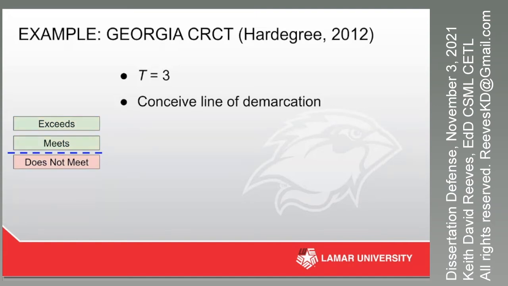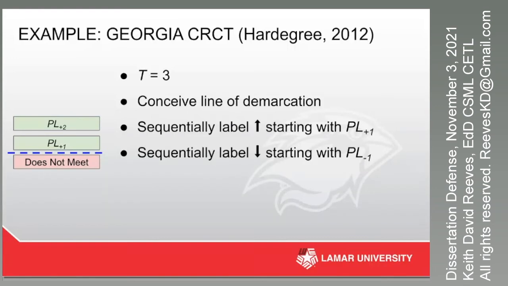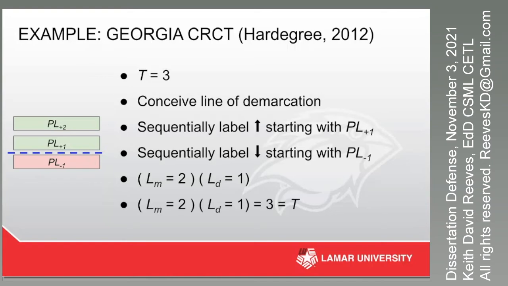Obviously here it says meets and does not meet. That yields 2 levels of meets and 1 level of does not meet. So we label each PL accordingly. This yields a sup PL of PL plus 2, that top level. And then we do the same, go down with the negative PL values below the line. Now all the PLDs are labeled with their PL values. This model has LM equals 2, LD equals 1. We confirm that 2 plus 1 equals 3, the value of T, and I can't tell you how glad I am that the math at this point is this simple, unlike the quantitative analysis.